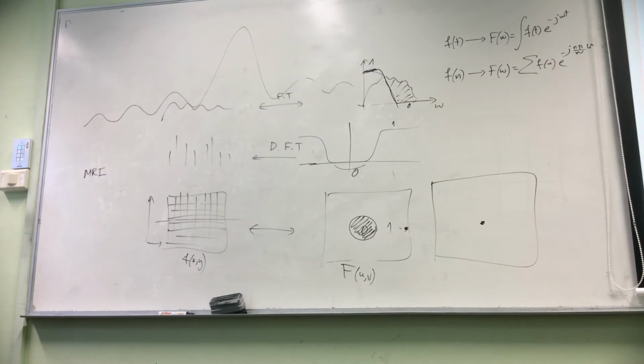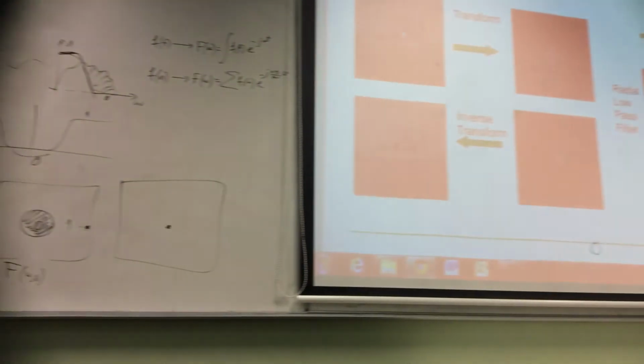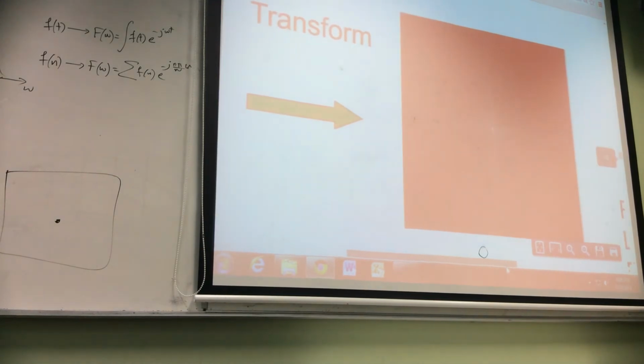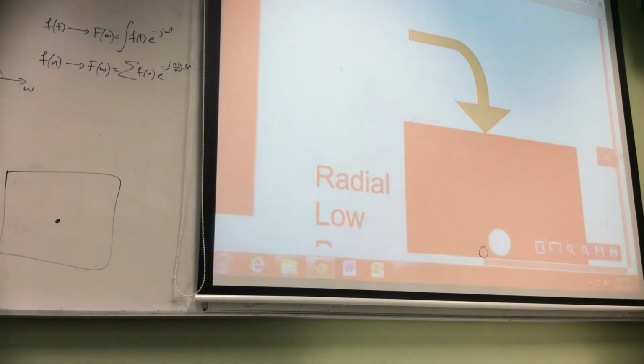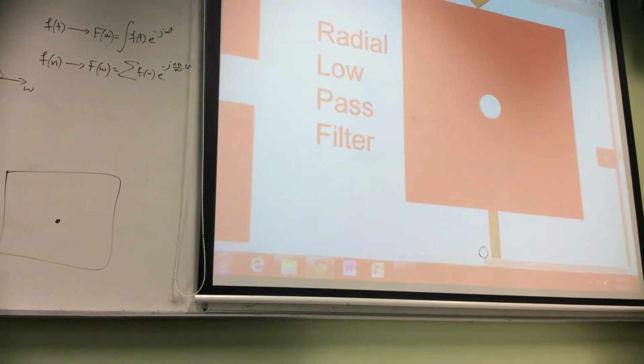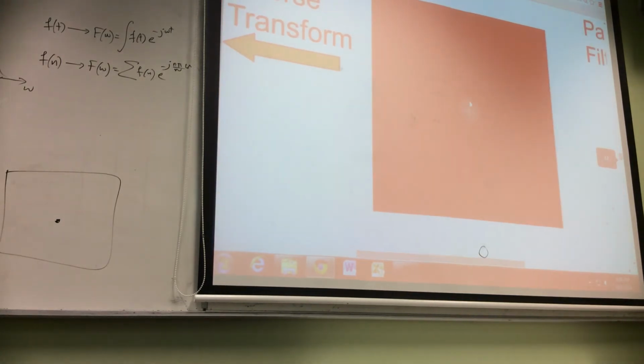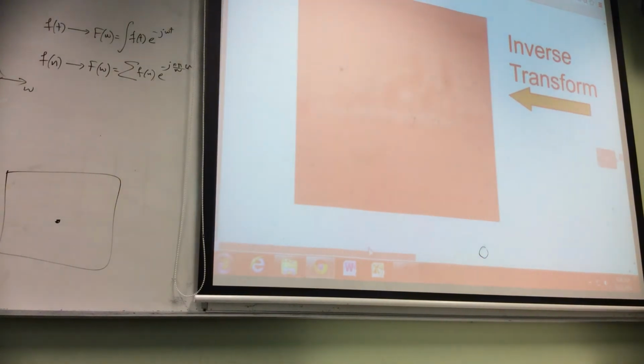Okay, so this one is another example. Can you see this sheep? And if you take the Fourier transform, you get this, and then you take the low pass filter. So you just keep the central part, and that gives you the blurred image of the sheep.